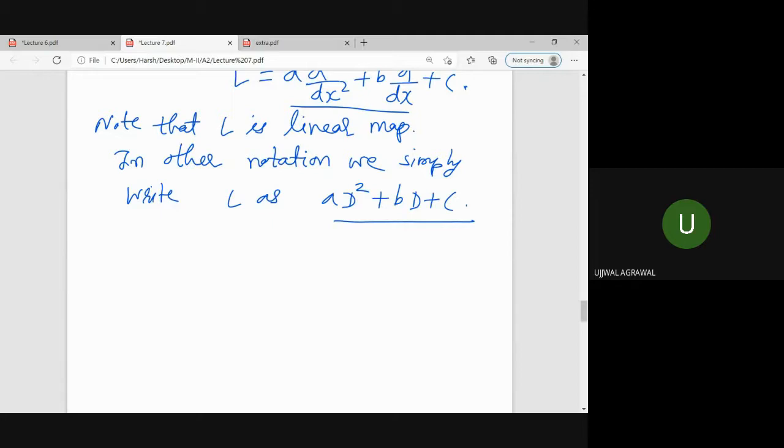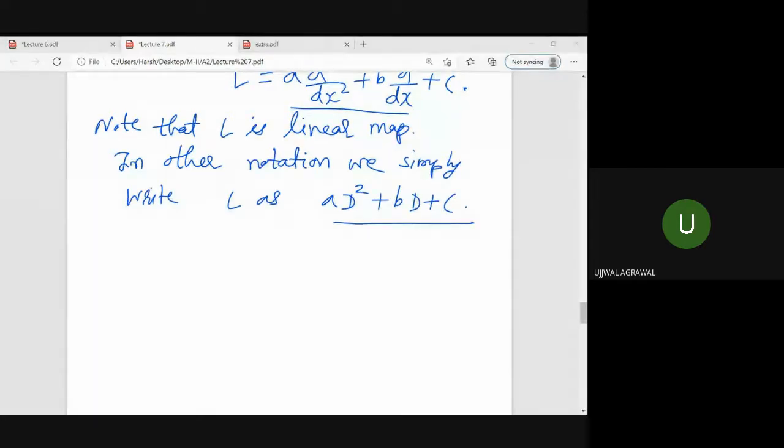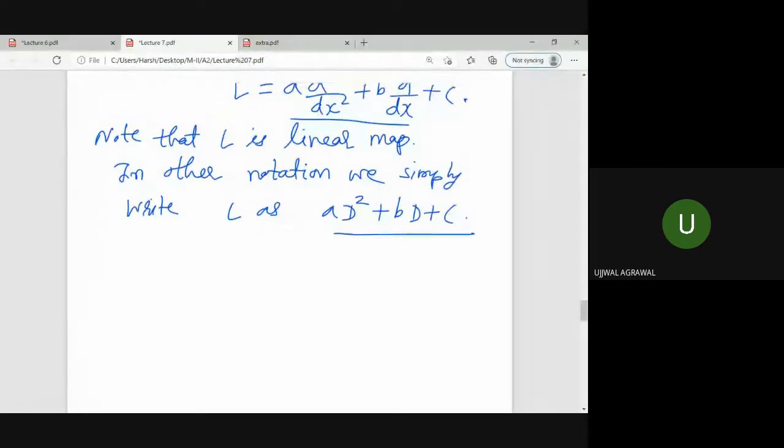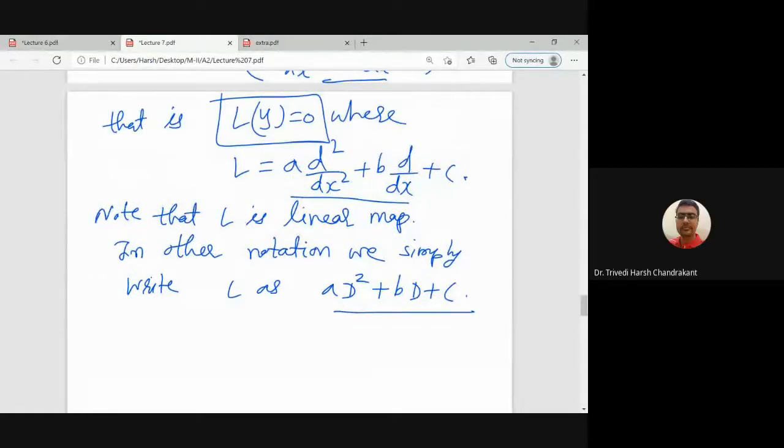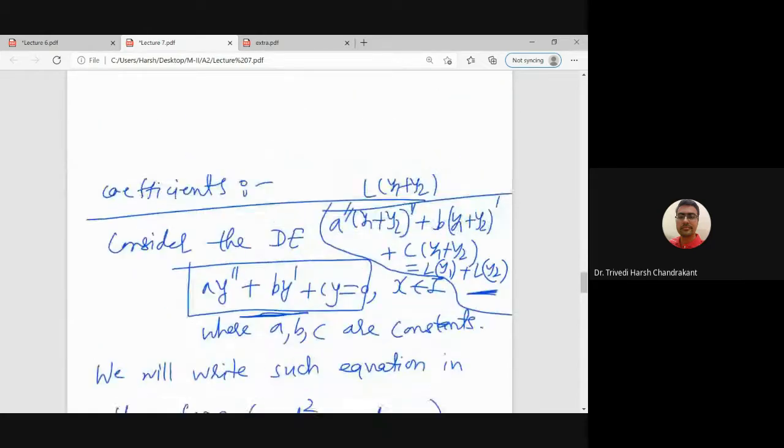Sir, you wrote, note that L is linear. Then what did you write next? Map. In the other notation, linear map, yes. Note that L is a linear function. Okay. So in other notation, we will use L to be this one, right? So further note that, yeah. So now the question is, what is the solution of this differential equation?